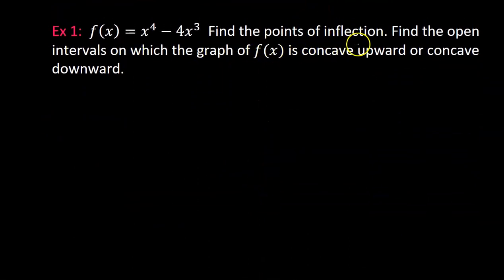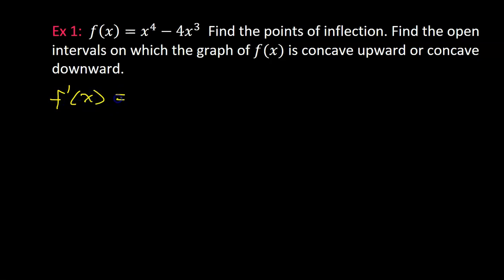Find the points of inflection. Find the open intervals on which the graph of f of x is concave up or concave down. So we are going to use the second derivative test to determine where the function is concave up and concave down. And in the transitions between the two, that's where the points of inflection should be, as long as there are no asymptotes. We can see in this problem there's no denominator, so there won't be any asymptotes to worry about. So it's all about the second derivative test, which means that first we need to do the first derivative.